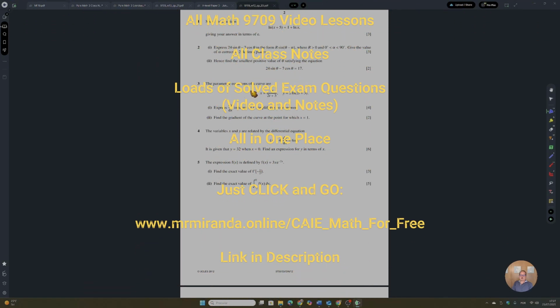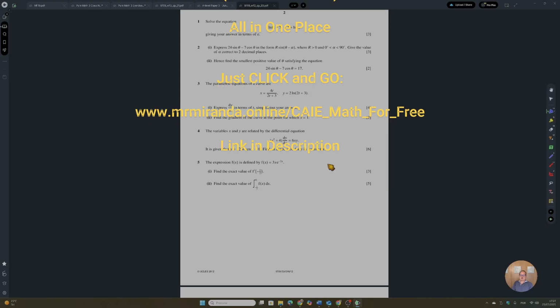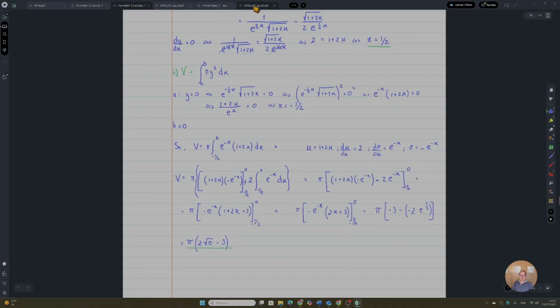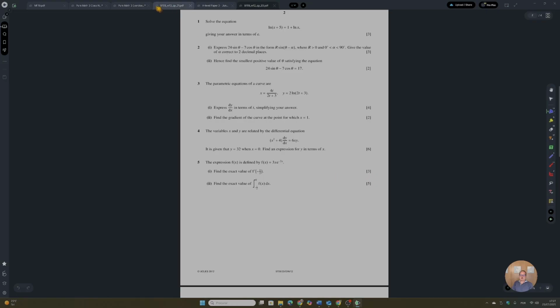Last one, winter 2012, paper 33. We are looking at question, which one is it? It's question 5. The expression f of x is defined by f of x equals 3x e to the power of minus 2x. First, find the exact value of f dash of minus 1/2, and then find the exact value of the integral between minus 1/2 and 0 of f of x dx. So first one is applying the product rule. Second one is applying the integration by parts, pretty much like the previous question. Let me see how many points you have for this. 8.